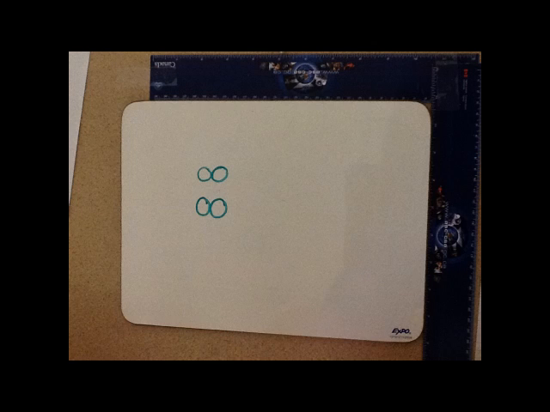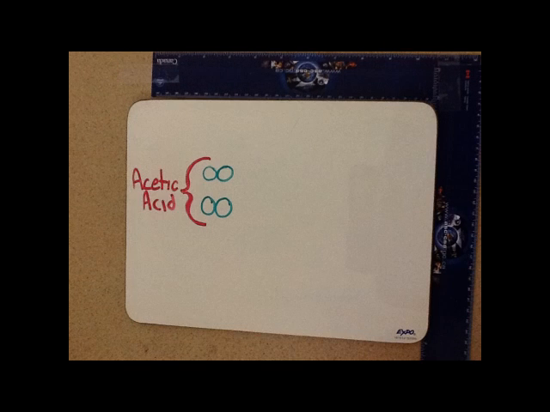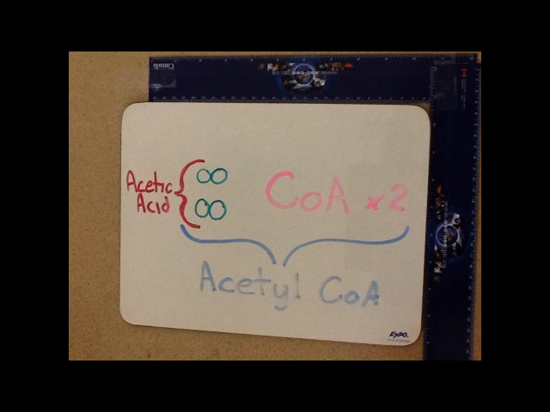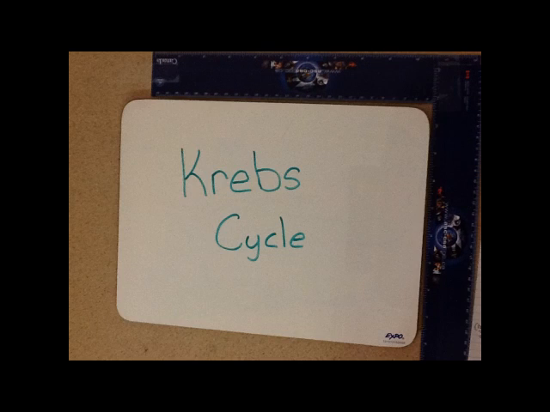We will have 2 carbon molecules left over. This is otherwise known as acetic acid, and because everything needs a carrier, this is going to be picked up by coenzyme A. Together, this will form acetyl-CoA. Stage 2 is known as many things, but to keep it simple, we will call it the Krebs cycle.